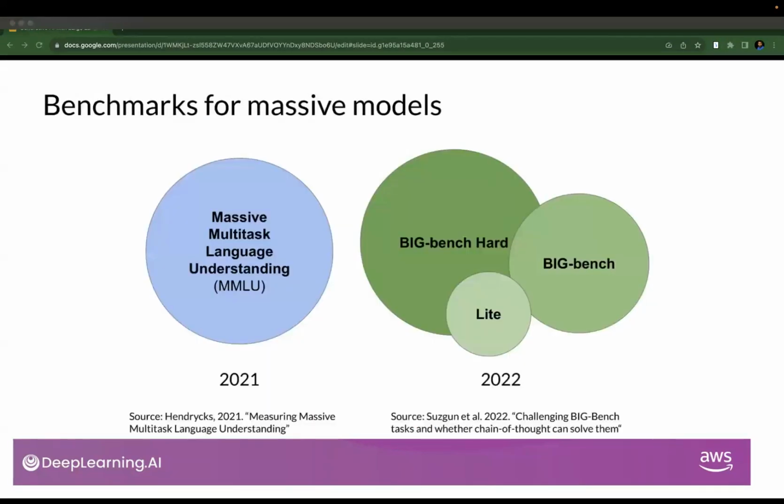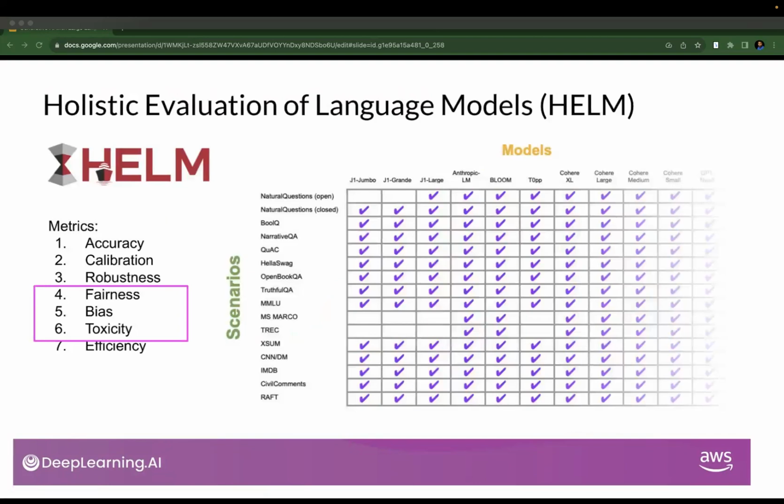And MMLU and BIG-bench have wider varieties of tasks and more data sets on which to compare LLMs, like history, science, physics, child development, mathematics, and a lot more. HELM gives metrics after evaluating the model, and it gives metrics not only on accuracy and calibration but also on bias, fairness, and toxicity of the models.